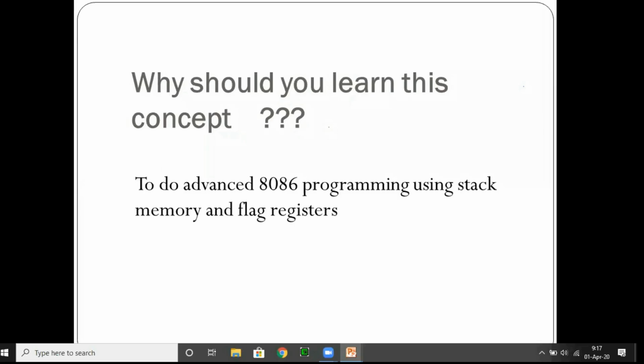Why should we learn this concept? So where do you think that these stack operations, flag register instructions are used? These are tremendously used in advanced 8086 programming. We, being a Java programmer or a programmer of Python, many times keep on using stacks without our knowledge. Stack operations are widely used and we won't be knowing.